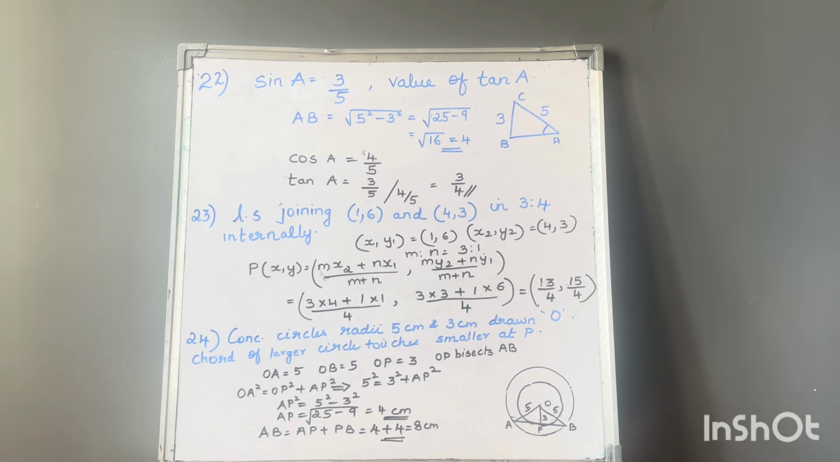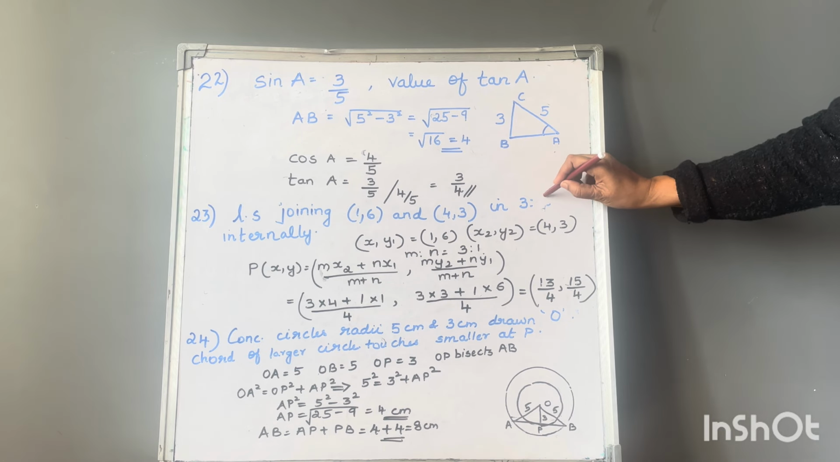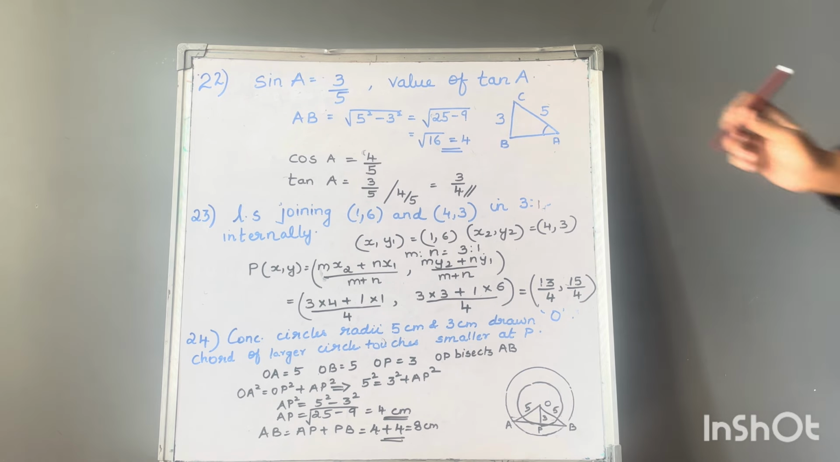Now 23rd question. Find the coordinates of the point which divides the line segment joining (1, 6) and (4, 3) in the ratio 3:1 internally. It's not 3:4. It is 3:1 internally.